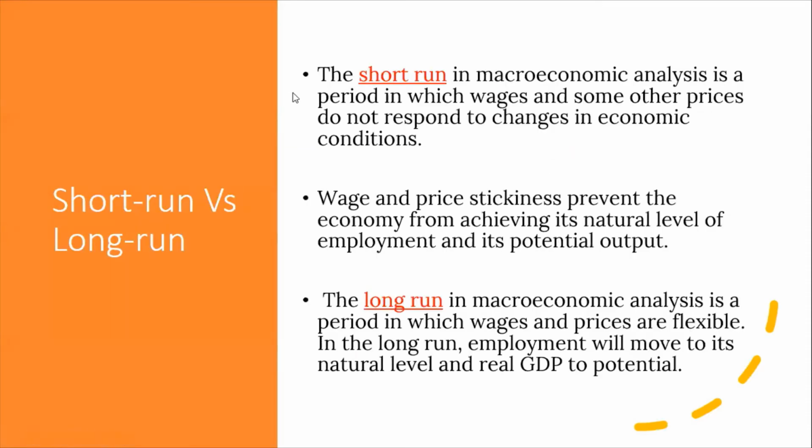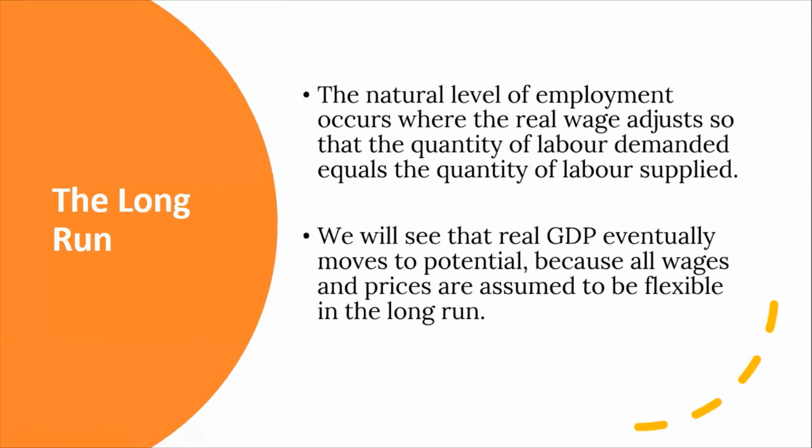So the short run and long run. The short run in macroeconomic analysis is a period in which wages and other prices do not respond to changes in economic conditions. So wage and price stickiness prevent the economy from achieving its natural level of output and its potential output. The long run macroeconomic analysis is a period where wages and prices are flexible. In the long run, employment will move to its natural level and real GDP to potential. Long run, the natural level of employment occurs when the real wage adjusts, so the quantity of labor demanded equals the quantity of labor supplied.